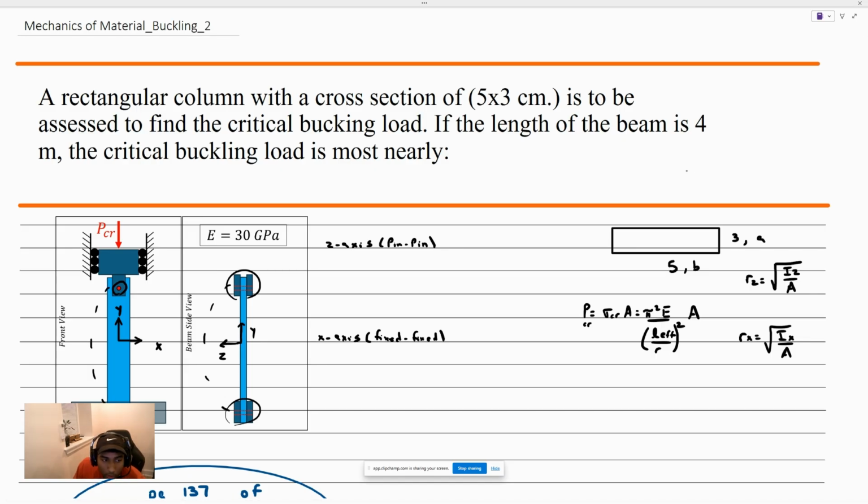If we draw out our axes here, this axis here is going to be the x-axis. You can see the x-axis is parallel to this long side, which is 5, and perpendicular out of the page in the front view is perpendicular to this axis. We know that Iz. Let's move this stuff over.